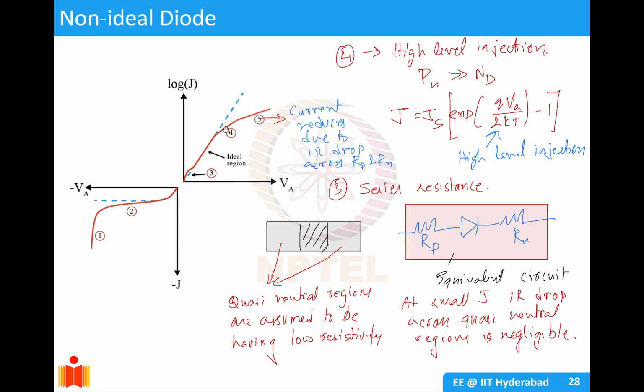After a certain point you reach the limit of low level injection, so your minority carrier injection becomes higher than your majority carriers, and you go into the high level injection regime. In the high level injection regime, your diode equation becomes J equals Js exponential (qVa/2kT) minus 1. So your slope becomes half.